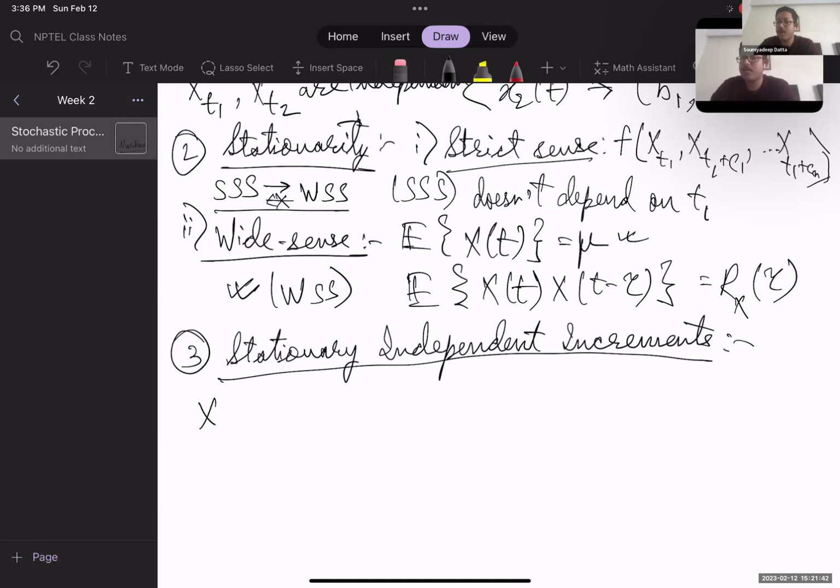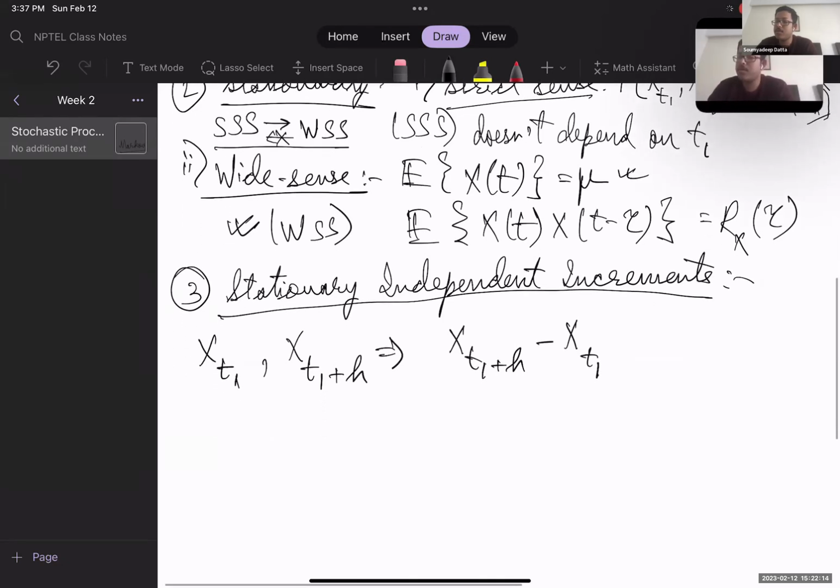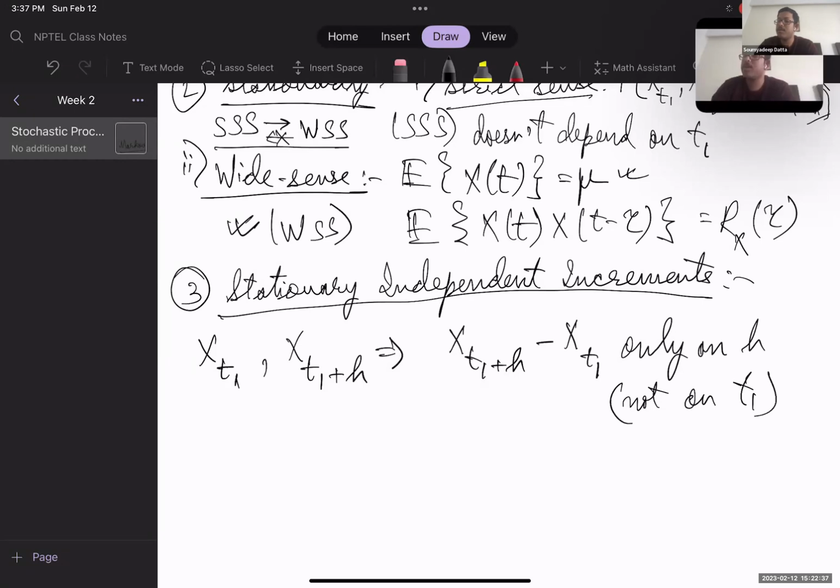Let's say you have a random process x of t. You record it at a time t1, and you record it again at time t1 plus h. It can be anything, let's say the weather, the temperature. What you're trying to measure is x of t1 plus h minus x of t1, so how much increment has happened in the time interval h. You want to check if this increment depends only on h and not on t1. If it depends only on the time interval, in that case we will call this stationary increments.